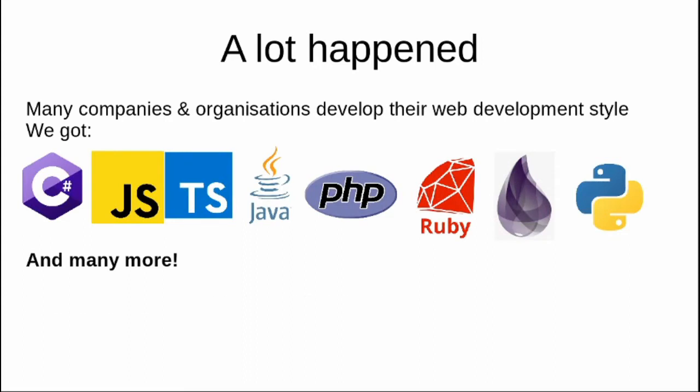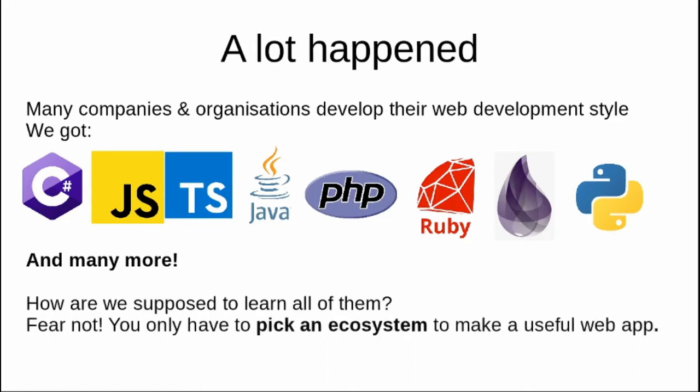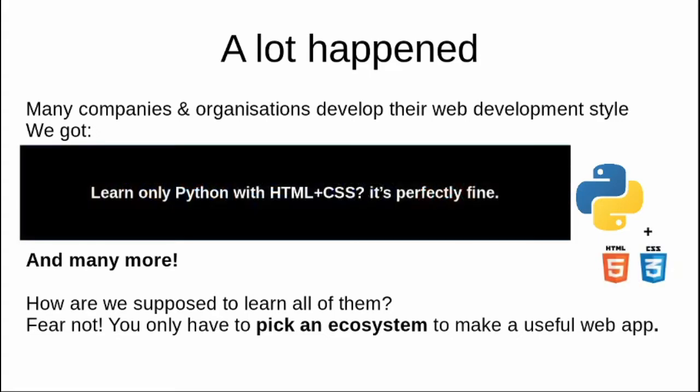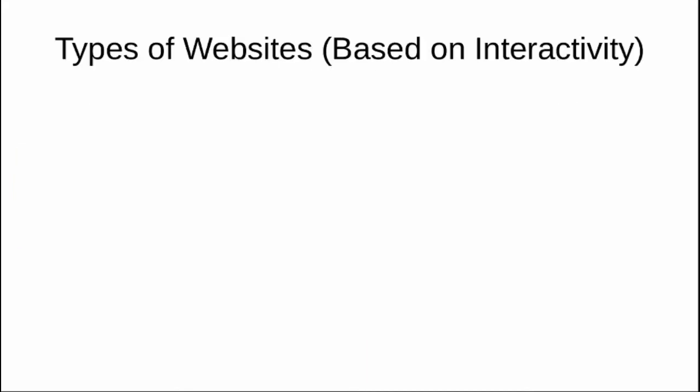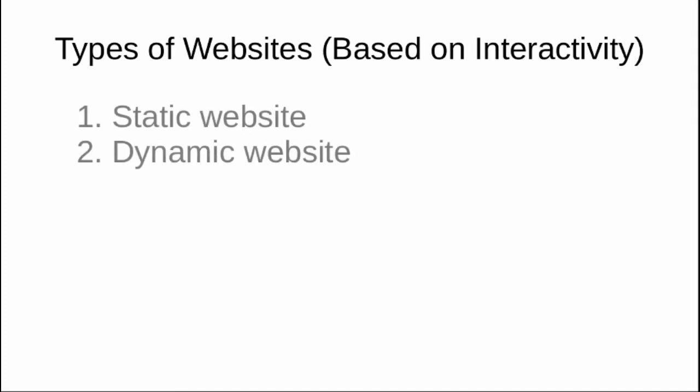So how are we supposed to learn all of them? The thing is, we don't have to learn all of them. If you want to learn only Python with HTML and CSS, you can make a fully functional web application just fine. So we're gonna talk about the types of websites.